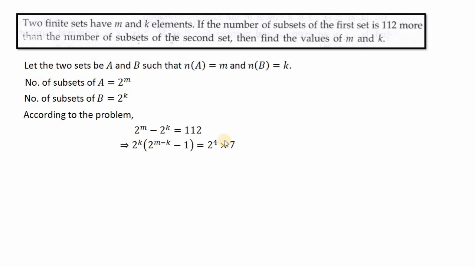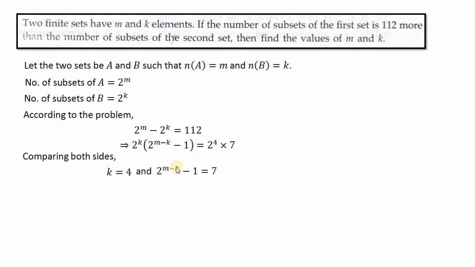Now let's compare both sides. Here we have got 2 to the power something, and here also we have got 2 to the power something. So 2 to the power k will be equal to 2 to the power 4, and this whole quantity will be equal to 7. All right, so comparing both sides, 2 to the power k equals 2 to the power 4 means k is equal to 4, isn't it? And this full thing becomes equal to 7.